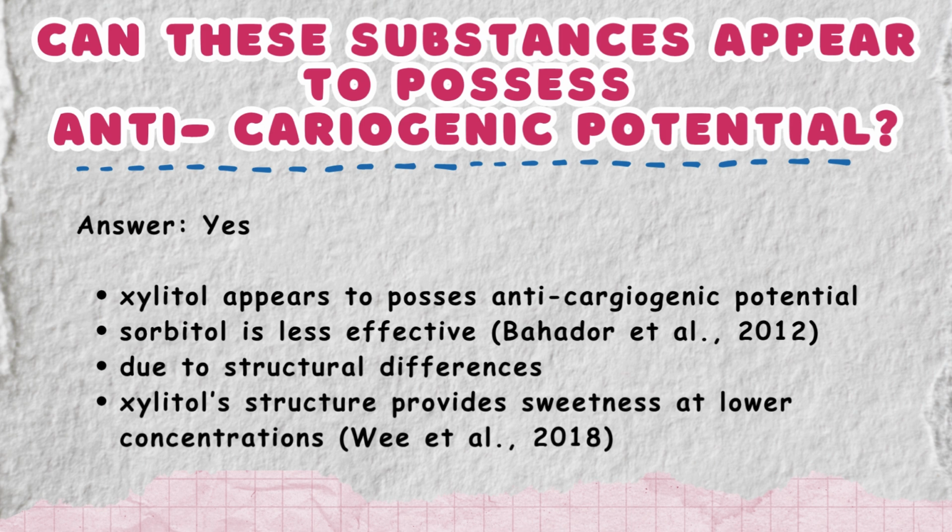Xylitol is a 5-carbon sugar alcohol and is taken up by carcinogenic bacteria and converted into a toxic intermediate that creates metabolic stress, inhibiting growth and acid production, while sorbitol, a 6-carbon sugar alcohol, is poorly metabolized and does not induce the same stress, so it has minimal anti-carcinogenic effects. Additionally, xylitol's structural configuration allows it to provide sweetness at lower concentrations than sorbitol, which supports its use in oral care products by enhancing taste while reducing bacterial activity. This shows that xylitol is both effective at inhibiting carcinogenic bacteria and functionally useful as a sweetener, confirming its anti-carcinogenic potential.